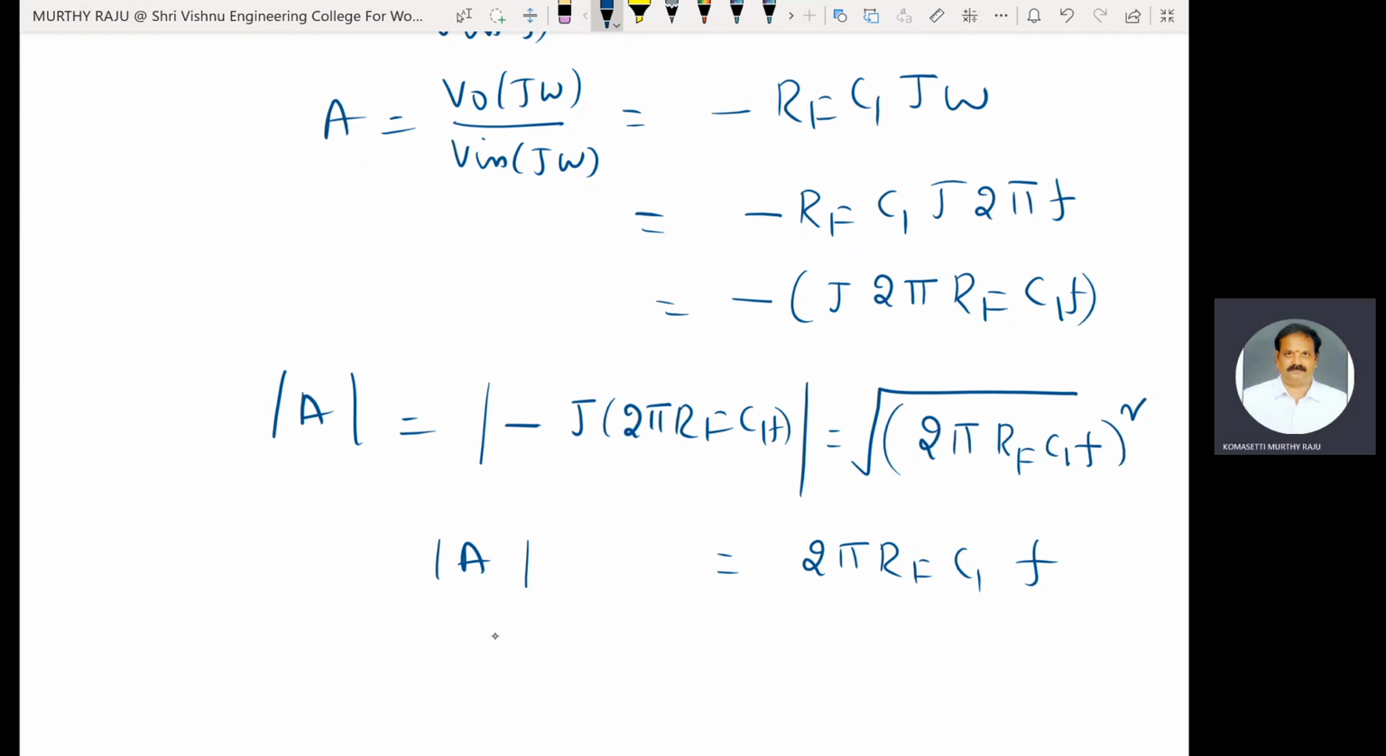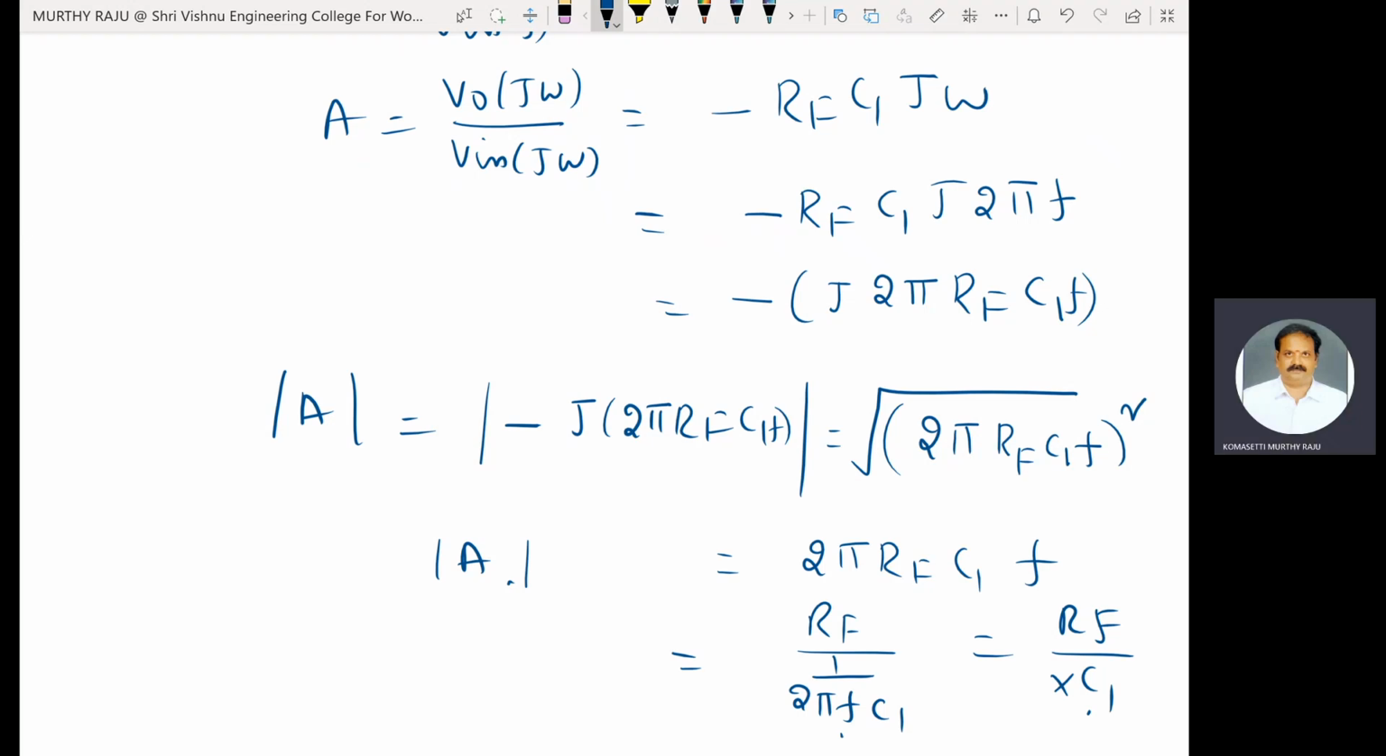That is the gain of the ideal differentiator circuit. Magnitude of the gain of the ideal differentiator circuit is mod A. Sometimes it is also RF by 1 by 2 pi f C1, that is equal to RF by XC1. As frequency increases, XC1 decreases, mod A increases.